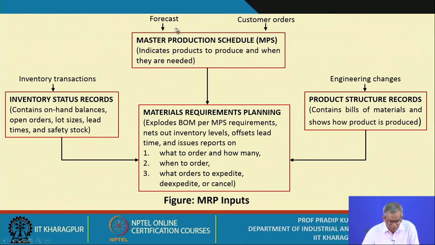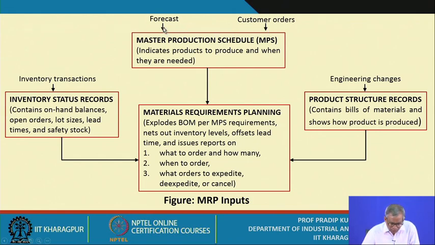Now what are the inputs you require to prepare this master production schedule, MPS, document? The first one is the forecast, or the forecasted values of the demands for the specific time period, say 1 year, or the next 1 month, or next 6 months, or the next quarter. So, the first input is the forecast and the second one is the customer orders. Okay. So, the forecast is one part and that is to be corrected with the customer orders.